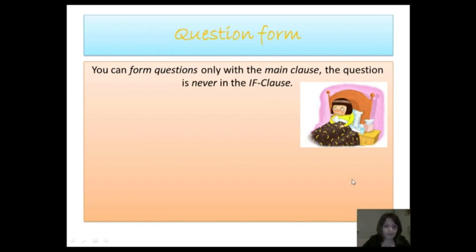Now, let's look at the example. As you can see here, we have the example which says, if you get sick, do you stay in bed?